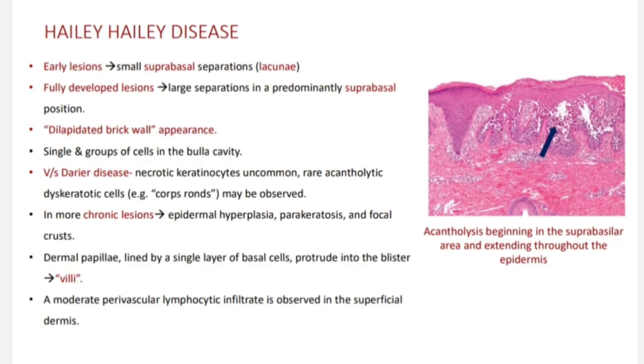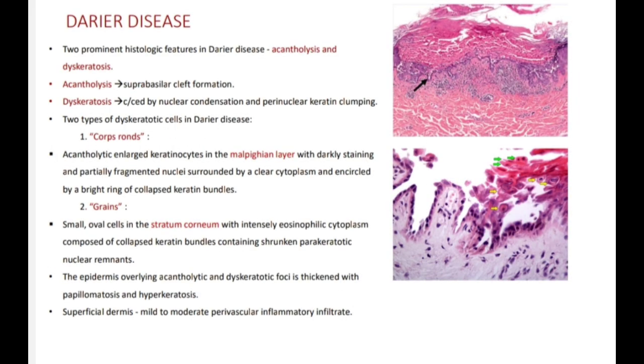Next is Darier disease. It is also an inherited acantholytic disorder. The two prominent histological features seen in Darier disease are acantholysis and dyskeratosis. Acantholysis leads to suprabasilar cleft formation. Dyskeratosis is an abnormal keratinization. It is characterized by nuclear condensation and perinuclear keratin clumping.